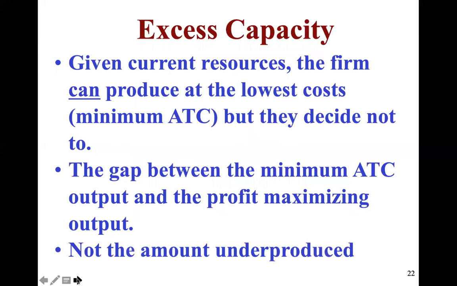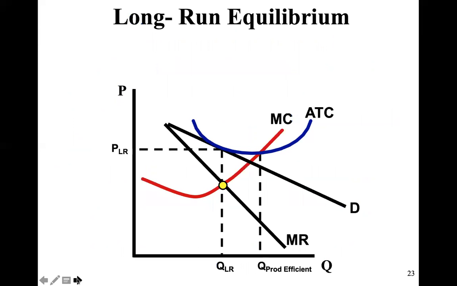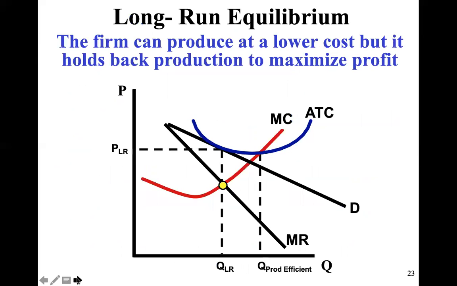This is something that's slightly different than the amount underproduced. When we use the term underproduced, we're talking about allocative efficiency. So the difference between our profit maximizing quantity and our allocatively efficient output would be the amount that we're underproducing. That's slightly different than excess capacity, which is the difference between our profit maximizing quantity and our minimum ATC. So looking at the graph here, you can see that we have an excess capacity equal to this distance. It's the gap between our profit maximizing quantity and then the quantity at which our cost would be a minimum, which is the minimum ATC right there.